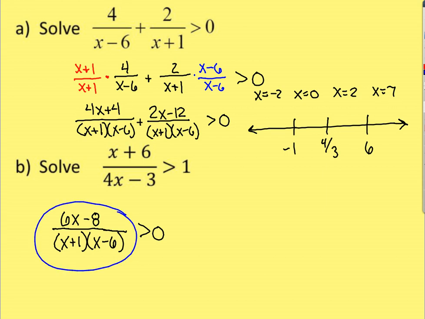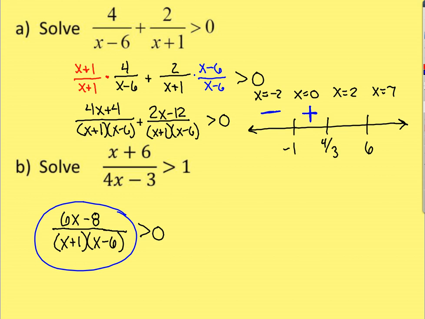So we can plug it in down here, because this is still the same function, it's just written in a different form. And if you plug in x is equal to negative 2, you're going to get a value of negative 2.5. So this will have negative y values here. If you plug in the value of x is 0, you're going to get a value of positive 4/3.